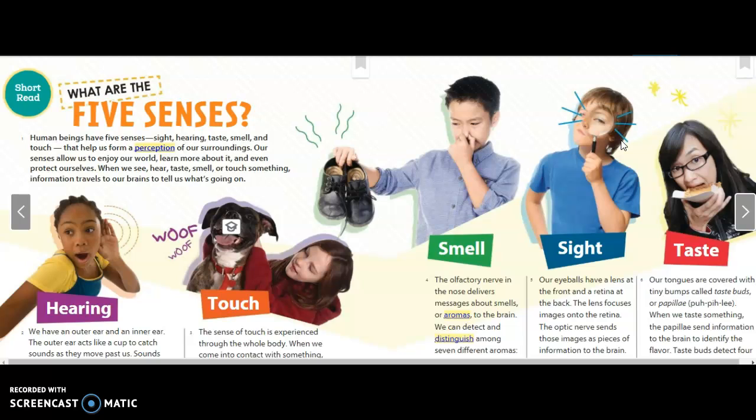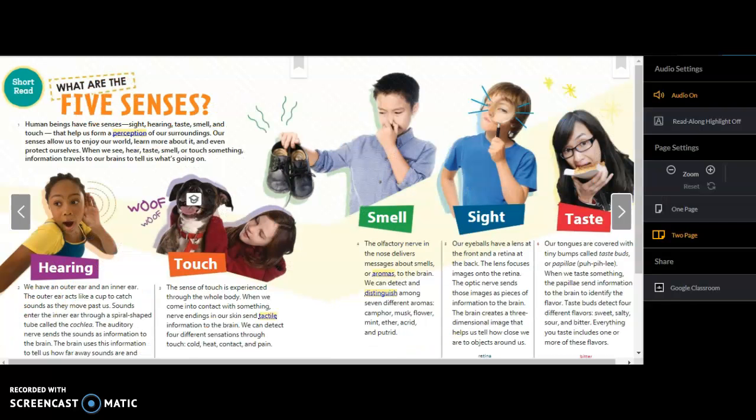Human beings have 5 senses: sight, hearing, taste, smell, and touch, that help us form a perception of our surroundings. Our senses allow us to enjoy our world, learn more about it, and even protect ourselves. When we see, hear, taste, smell, or touch something, information travels to our brains to tell us what's going on.